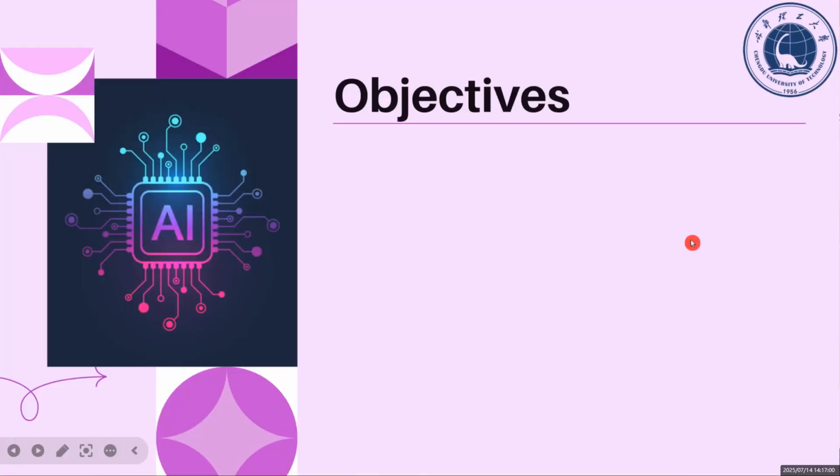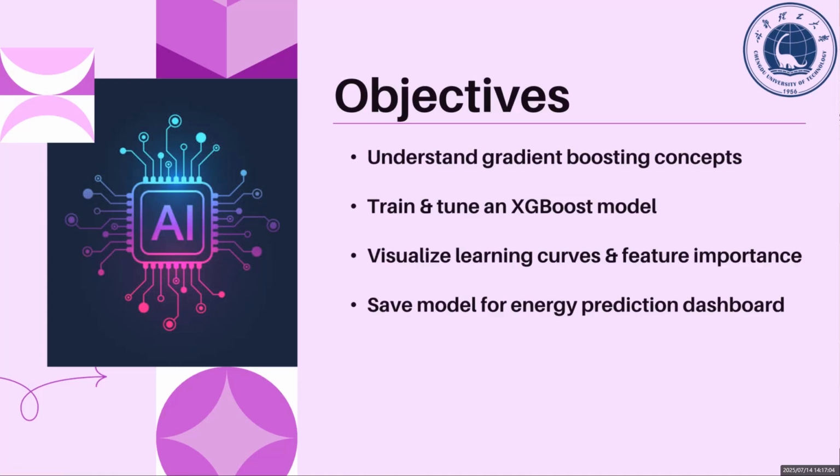Let's begin with the learning objectives. First, you need to understand the gradient boosting concept, how to train and tune an XGBoost model, how to visualize learning curves and feature importance, and lastly, how to save the model for the energy prediction dashboard. So these are the learning outcomes for today's lecture.